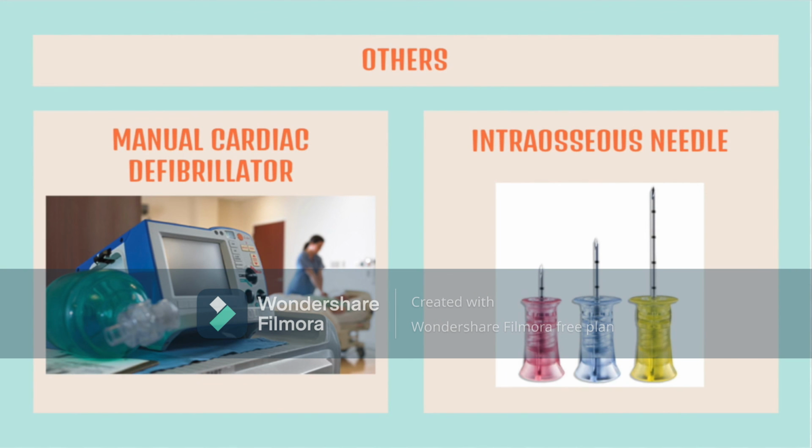Lastly, we have the other common materials that are used in ALS. First, we have the manual cardiac defibrillator. It delivers the shock through paddles placed directly on the heart. Next, we have the intraosseous needle. It is used in procedures for obtaining access to the circulation in an emergency, including some cases of cardiac arrest.